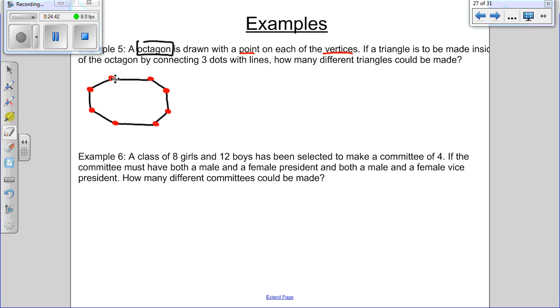Okay. Here's the picture that describes the first sentence. The second sentence is when it gets harder. It says, if a triangle is to be made inside of the octagon by connecting 3 dots or lines, how many different triangles could be made?